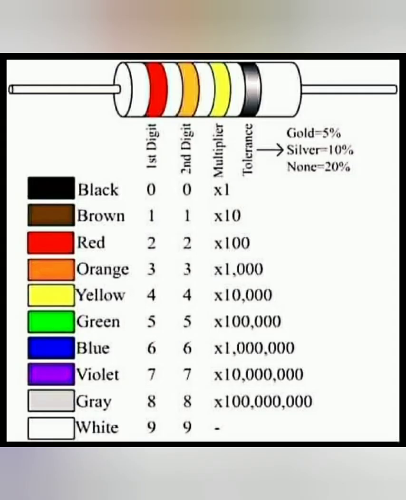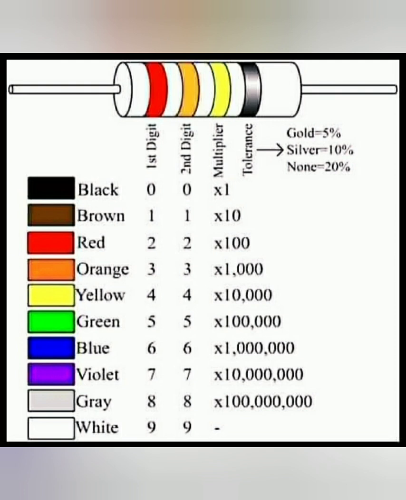So this is a common resistor formula. According to the color coding, we are going to find the rating of your resistor. So black in the sense 0 0, which means first digit, second digit, and multiplier, then tolerance. So black means 0 and 0, which will be indicated as 0 1. Then coming to brown, 1 into 1, which is 10.